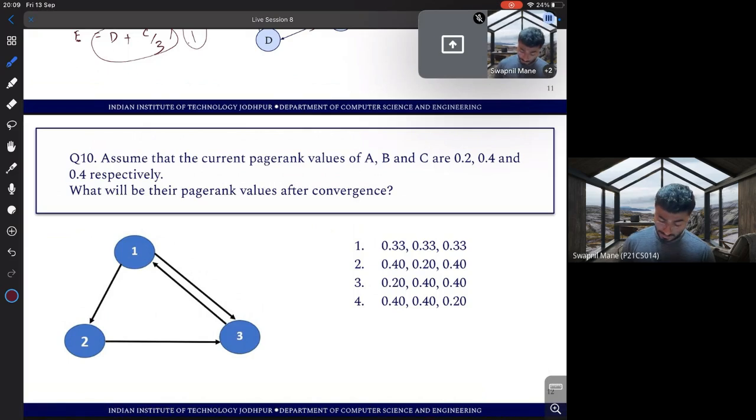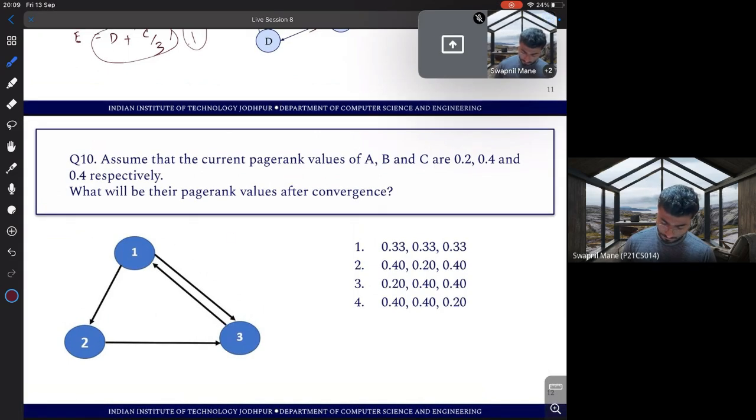So let's write the expression for one. Let's take A, this is the B node, and this is the C node. For the A node, how many incoming edges are coming? There is only one incoming edge, from the third node, but that node has only one outgoing edge. So the whole value is contributed to the A node. There are no more than two outgoing edges there, right?